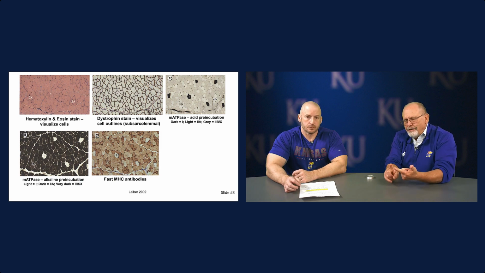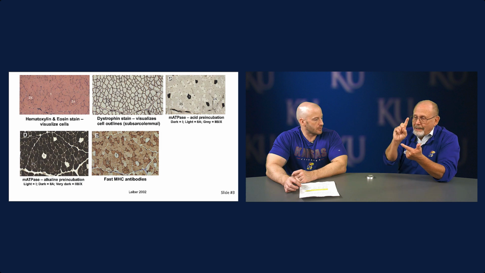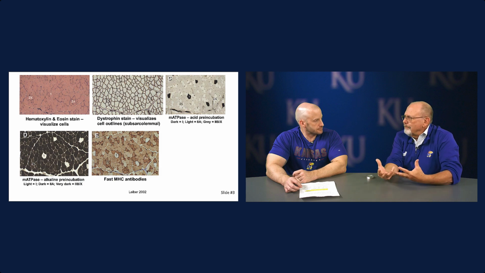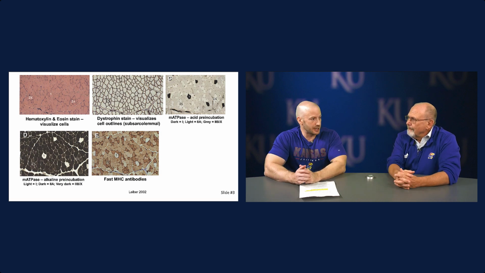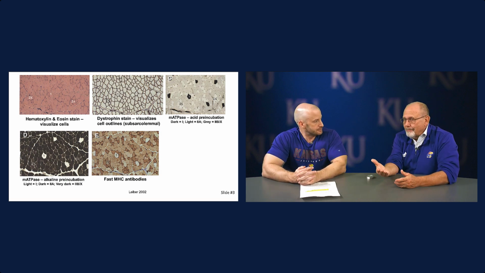Myosin heavy chain in humans comes in a type 1, a 2A, and a 2X isoform, meaning different forms of the same protein. Like Dr. Fry said, humans have those 3 muscle fiber types, and if this was a rodent, we'd be looking for a 2B as well.